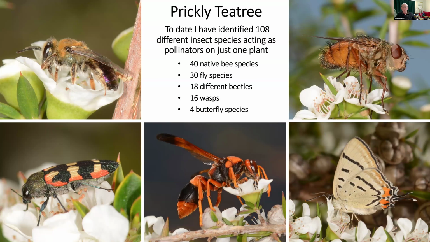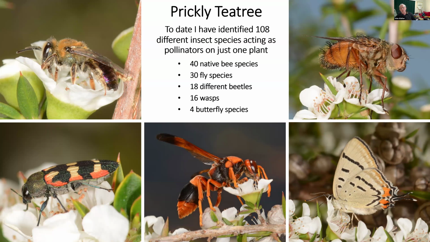So that's really enough examples of pollinators, but just quickly look at what one plant can produce. On my property, the prickly tea tree is probably the most amazing plant. Between the middle of December and mid-January, this thing flowers for about two weeks. The time varies from year to year.